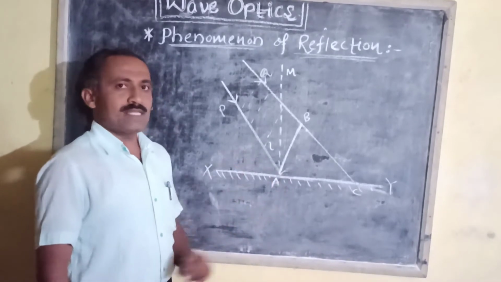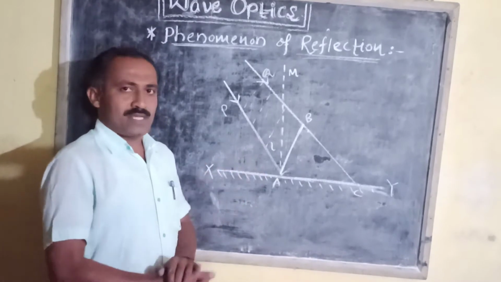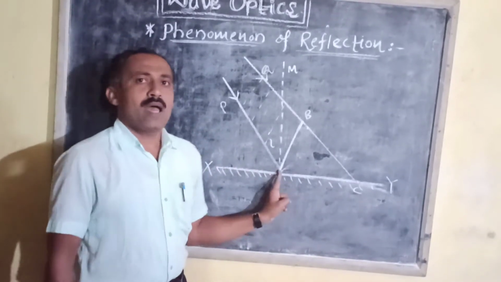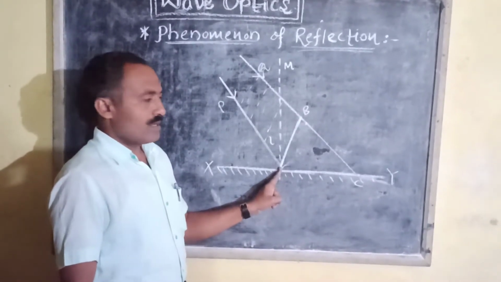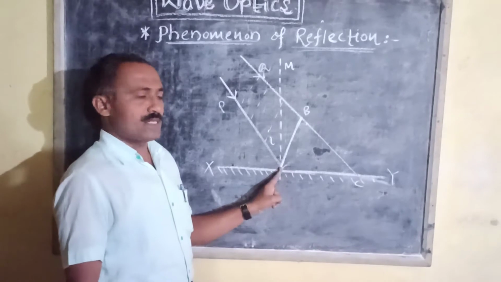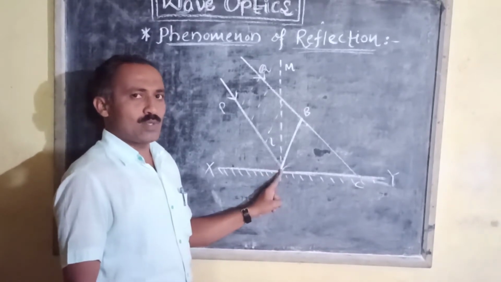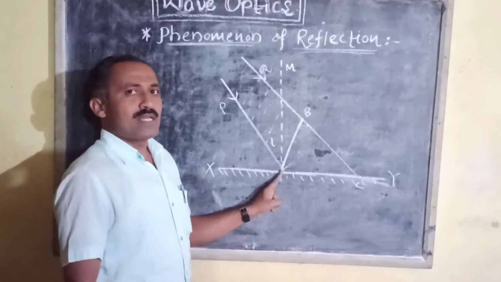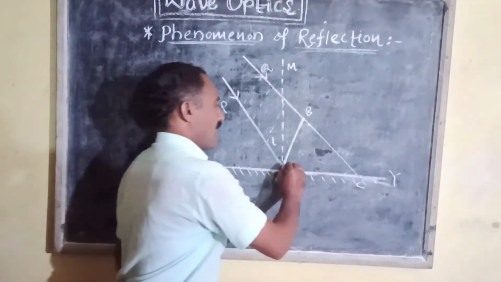The wavefront is incident at an angle of incidence I. Initially, the wavefront reaches the point A. As soon as the wavefront reaches the point A, according to Huygens principle, point A acts as a secondary source of light, sending out secondary wavelets along AR.